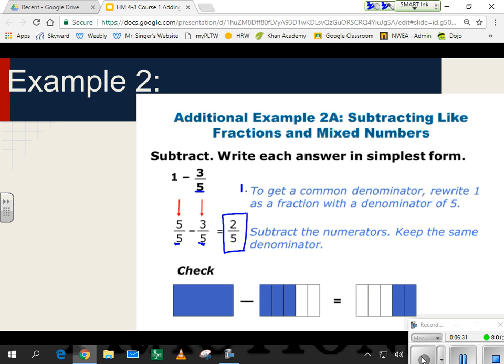So make sure you have this on this example. If you want to do the drawing just to kind of show how it all works, you can. You don't have to, though. It's just there to kind of show you what 1 whole looks like, if we broke it into fifths, what 3 of those 5 filled in looks like, and if you subtracted them, what's left.